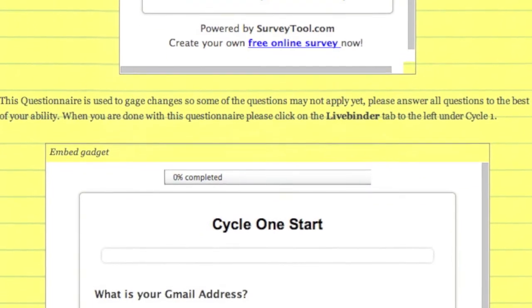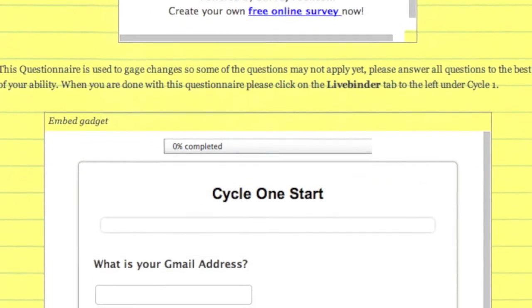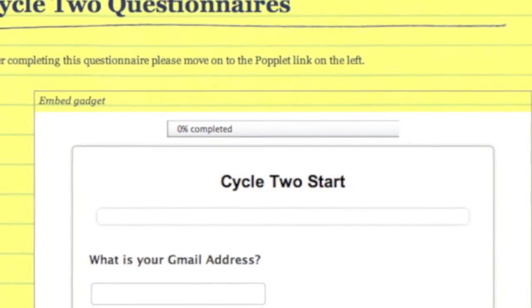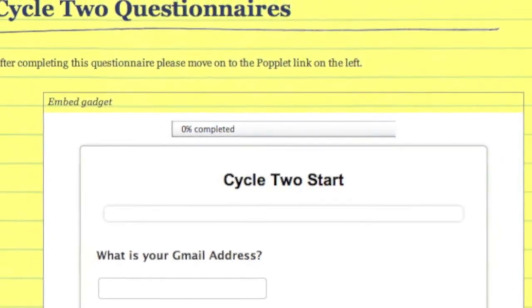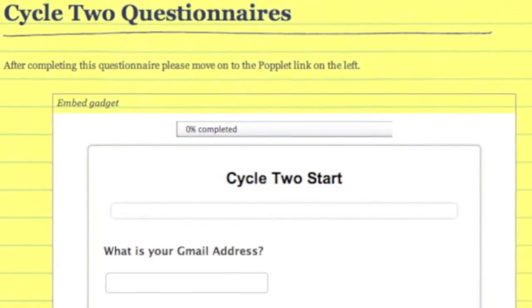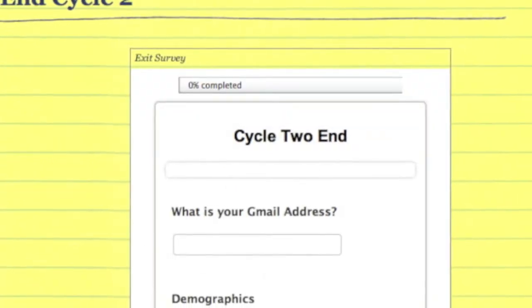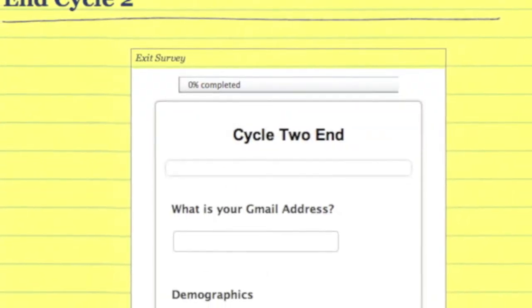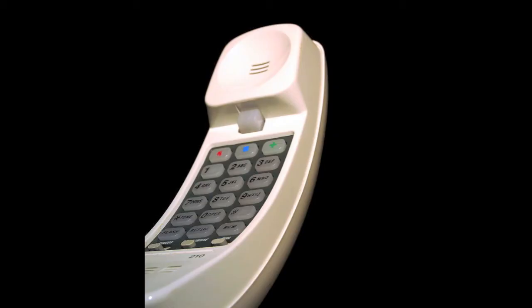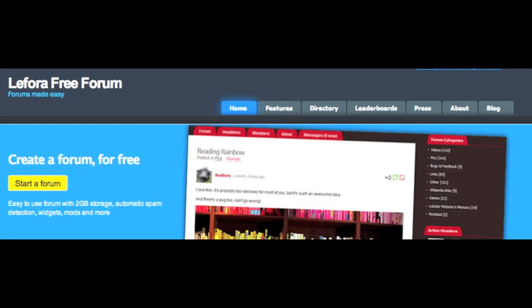First, they would take the questionnaire before any instructions were to take place. Then they would take it again at the beginning of Cycle 2 or the end of Cycle 1, and finally, they would take it again at the end of the course. In addition to the surveys, the students would communicate with me via email, phone, and a discussion site for discussions. The discussion site offered the least amount of data.